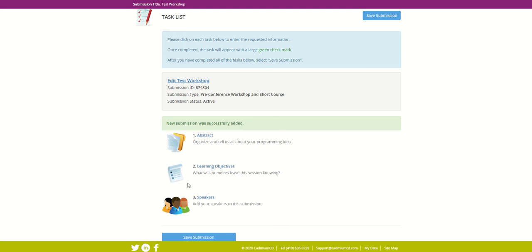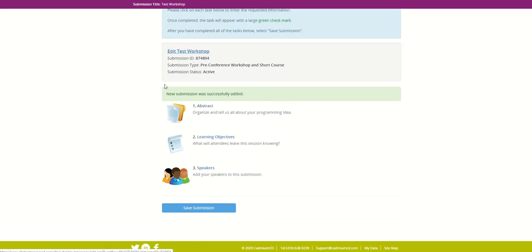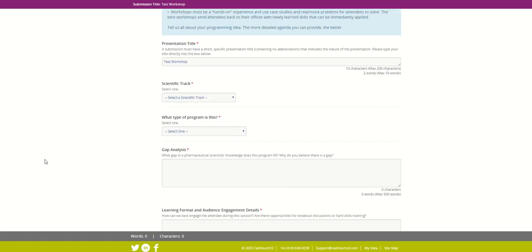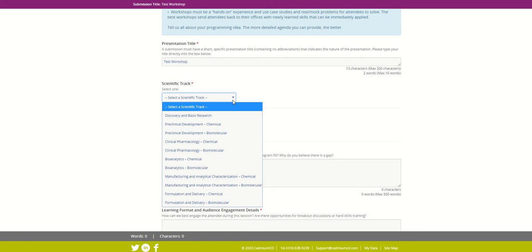So when you're doing a workshop or a short course, what you have to do first is provide information about the scientific track. You have to pick one, but don't worry if you think yours spans across tracks. The programming committee is aware that there will be opportunities where it spans tracks and both groups will consider and propose for it.